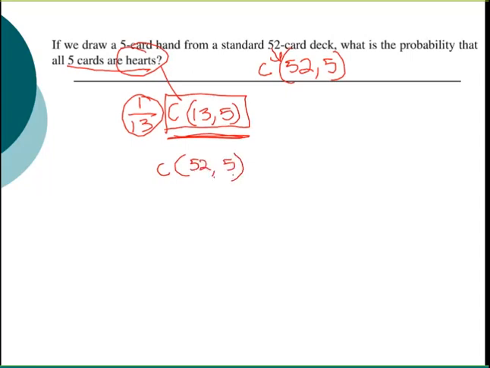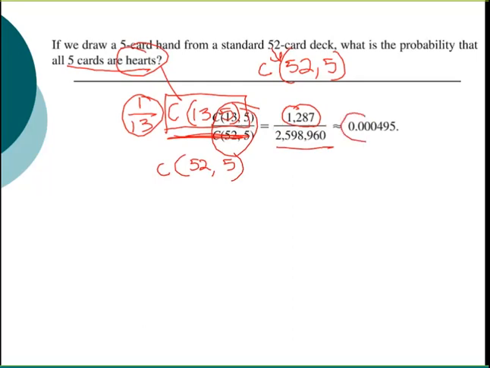And I think I do that in my slide here, which you can see behind there. If you do the top one, you get 1,287, and the bottom one is 2,598,960. And if you divide them, this is the probability. If you move the decimal place over 2 places, it's 0.05, basically, percent chance of having them all hearts.